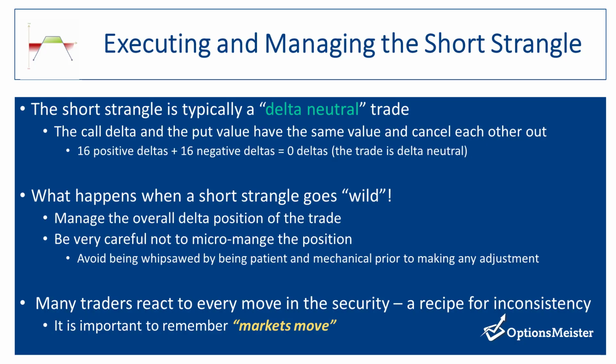The short strangle is typically a delta-neutral trade. The call delta and the put value have the same value and cancel each other out. 16 positive deltas plus 16 negative deltas equals 0 deltas, the trade is delta-neutral. But what is a trader to do when the short strangle goes wild?